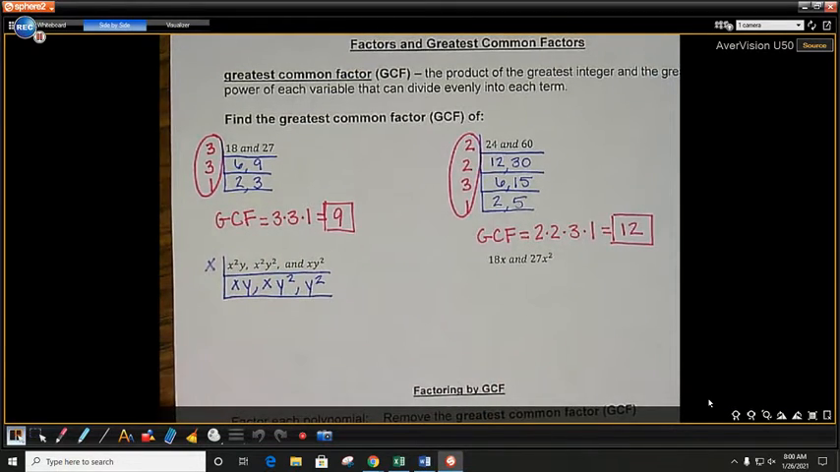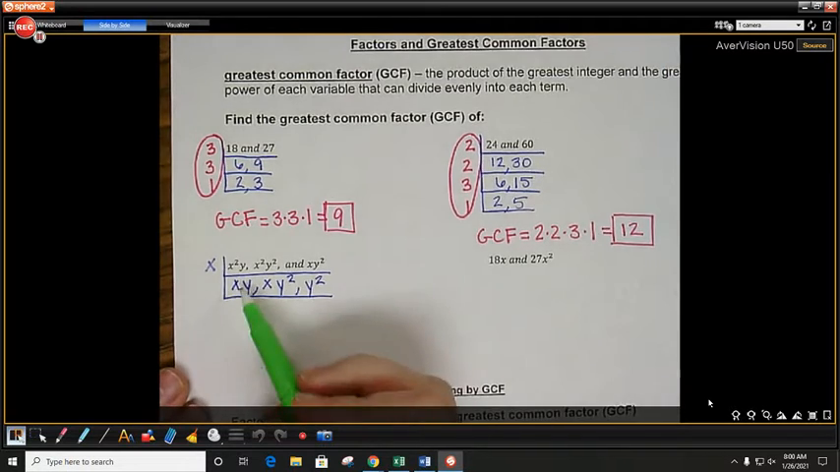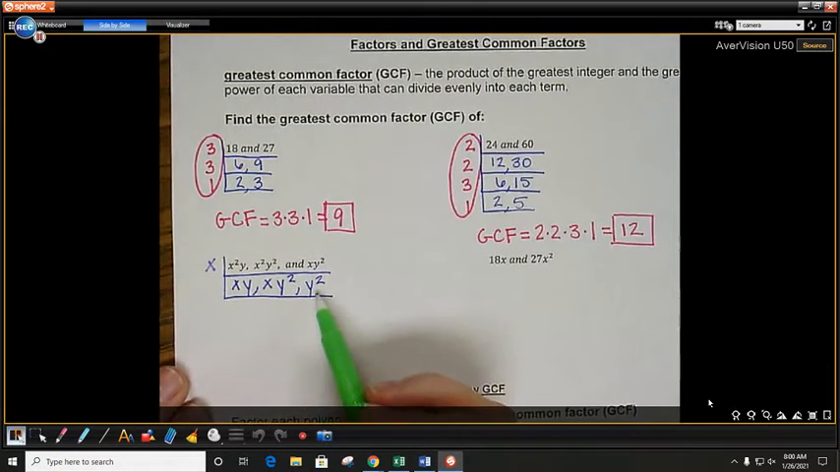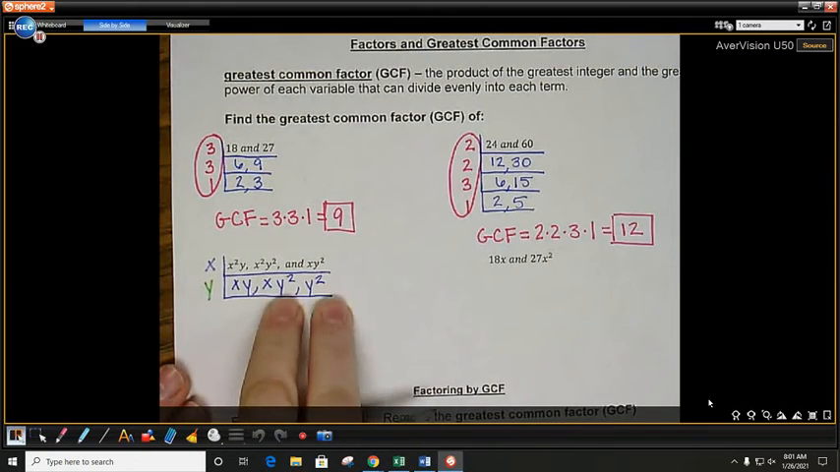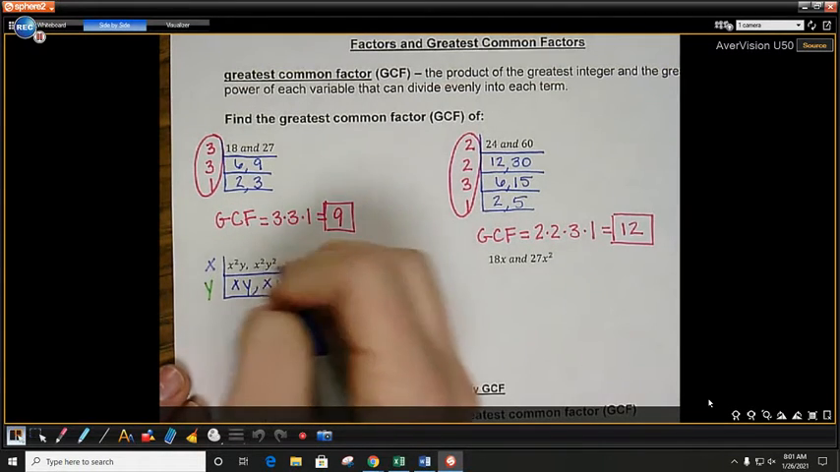Do your upside down division again. Just like whenever we were doing our greatest common factor with numbers, we are only going to stop when the only common factor left is 1. So here there's an x, here there's an x, here there's no x. So we can't take out another x because it's not in common with all of my terms. Here there's a y, here there's 2 y's, here there's 2 y's. So I can only take out 1 y. Both of these terms have 2 y's, but this one only has 1. So I can only take out 1.